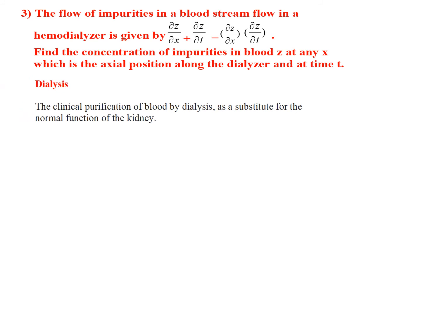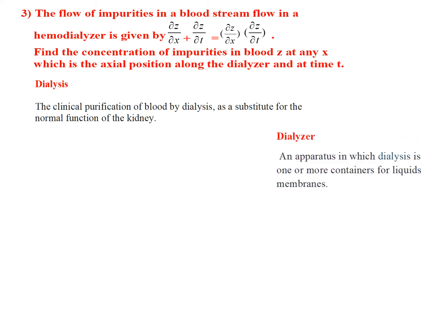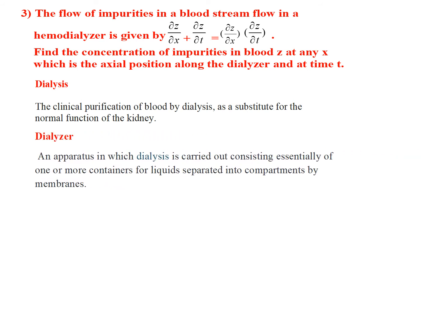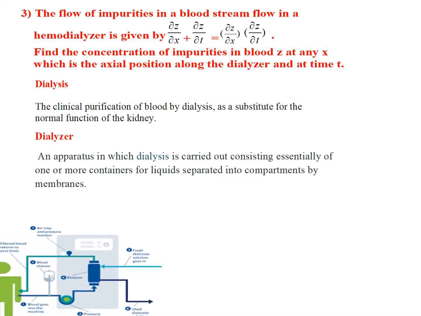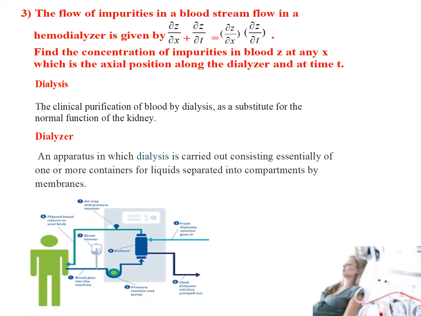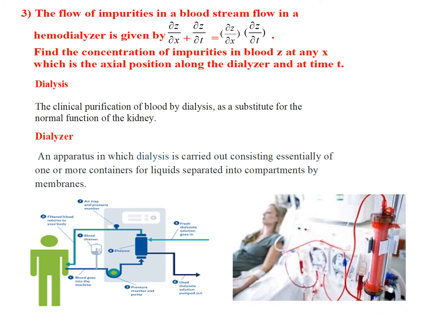Before moving on to the mathematical portion, let us understand what it means. Dialysis, I think all of you are aware of that, is the clinical purification of blood. That process is called dialysis, and the dialyzer is the apparatus which is used to carry out this process. So all of you are well aware of these things. Let us now move on to solve the problem mathematically.